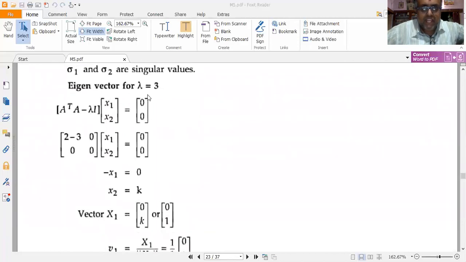Now I have to find the eigenvector for lambda equal to 3 and the eigenvector for lambda equal to 2. First, let us find the eigenvector for lambda equal to 3. So let x equal to [x1; x2] be the eigenvector corresponding to lambda equal to 3. So (A transpose A minus lambda I) times [x1; x2] is equal to [0; 0]. The eigenvector is always a column matrix. Please note.